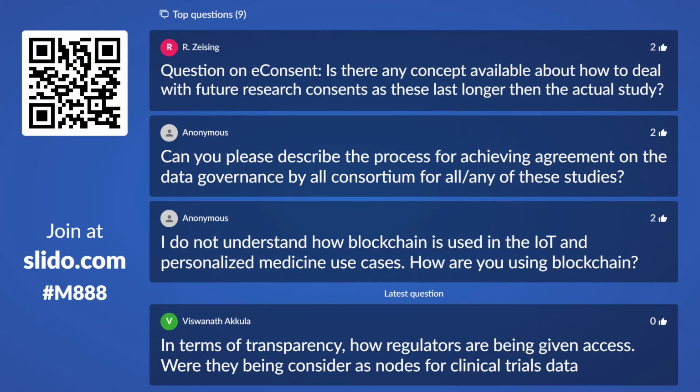We have a question here, I think, for Hernando and Despina regarding e-consent. Is there any concept available about how to deal with future research consents, as these last longer than the actual study? So thank you. Let me see if I can answer this. So I'm assuming that future study would indicate that there's a use of maybe biosampling. I'll just take that tack and address it that way.